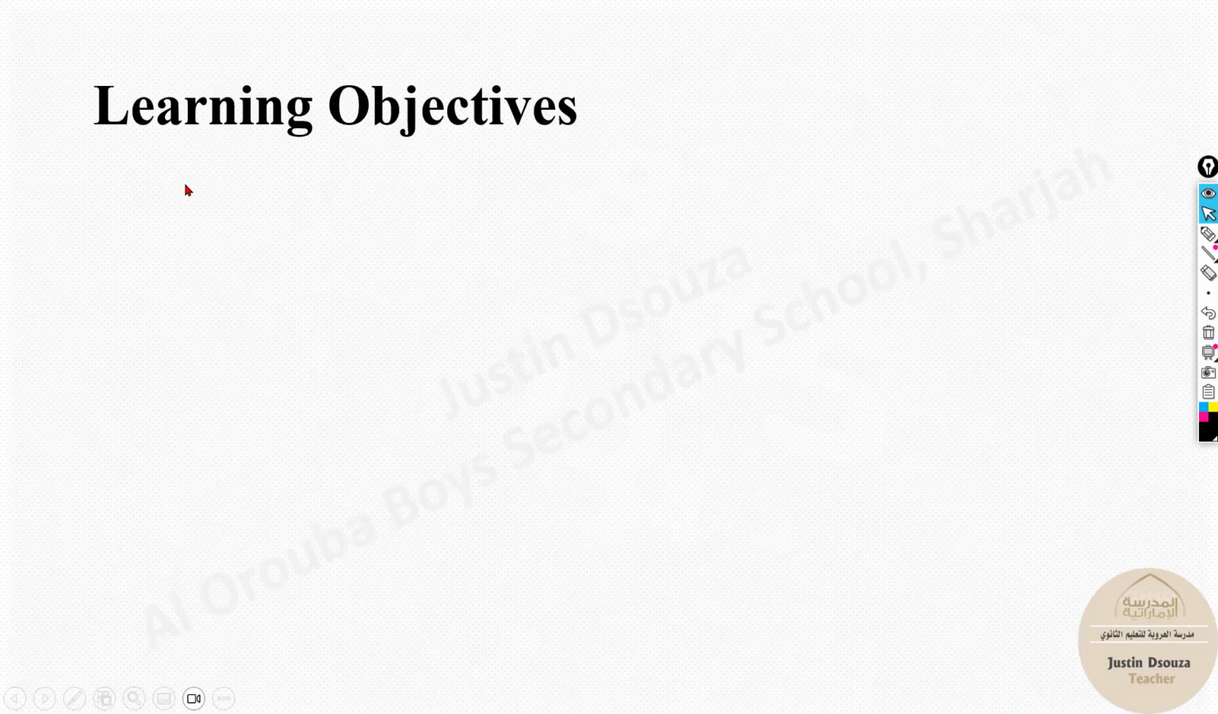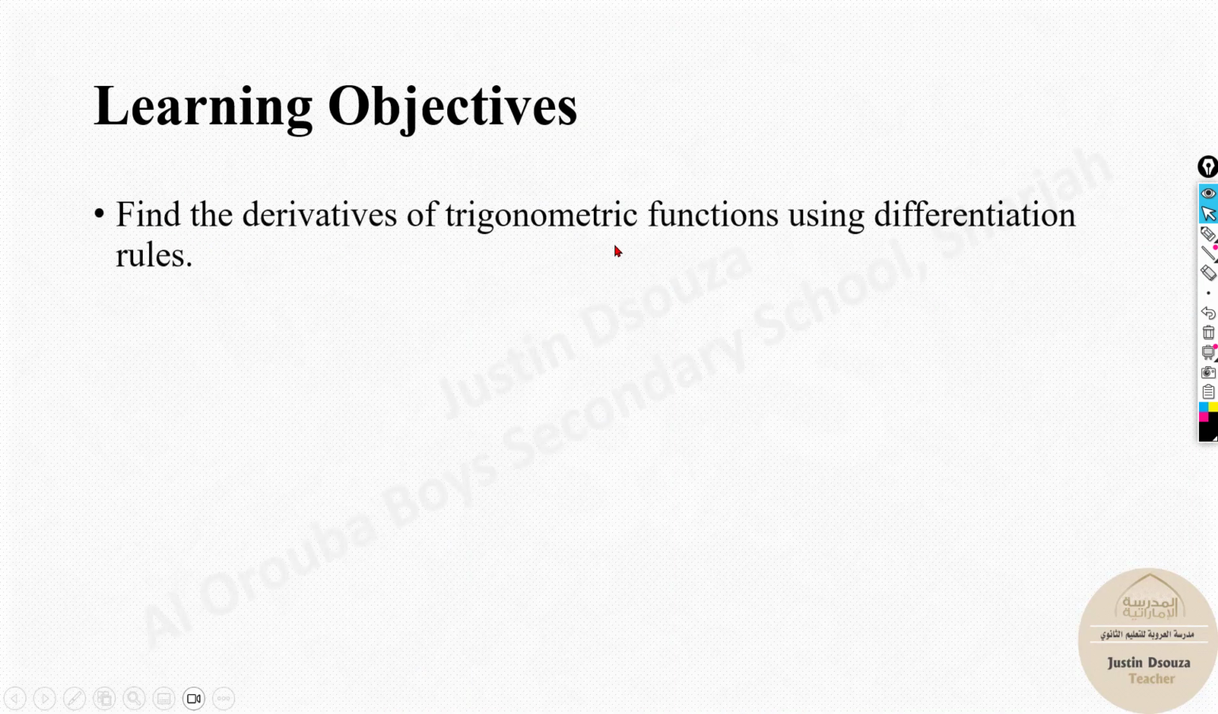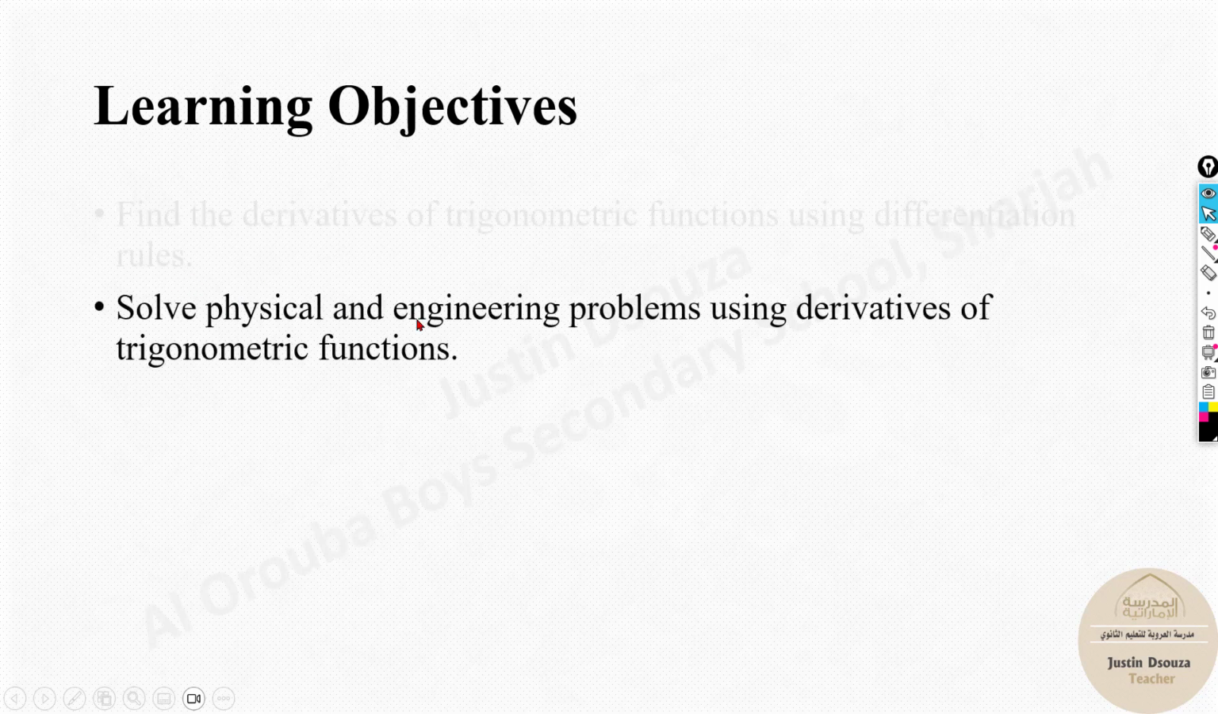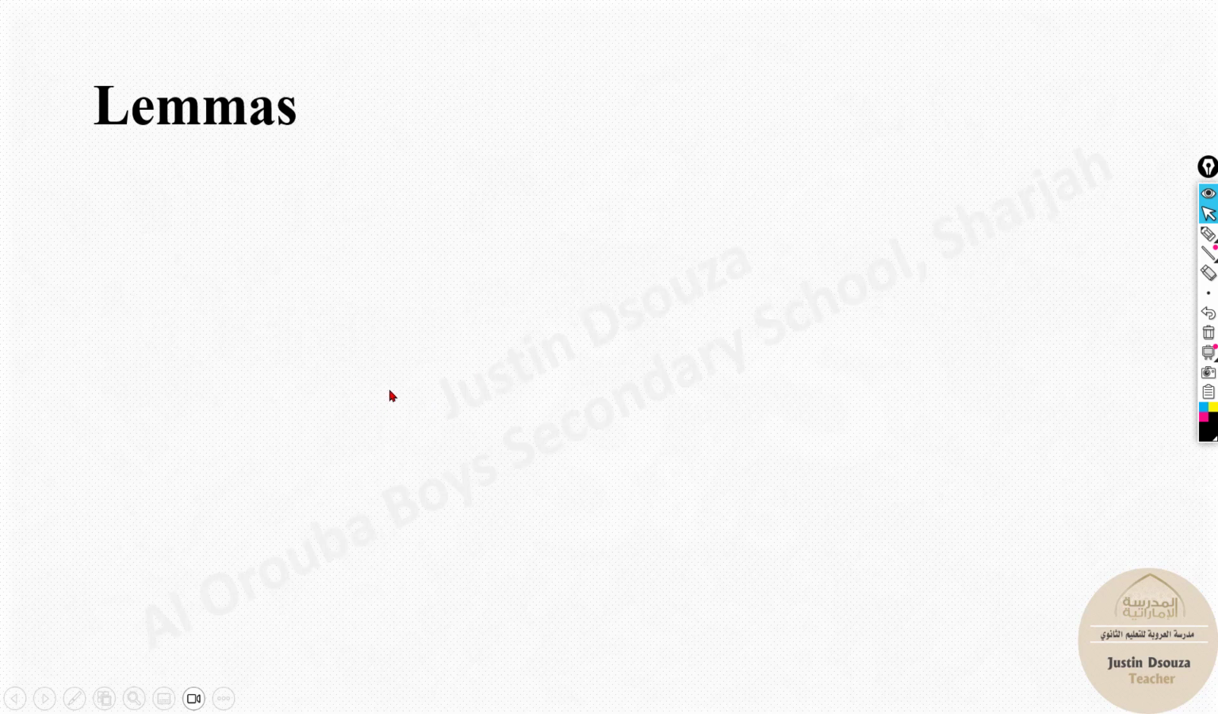Now we will look into the learning objectives. They are to find the derivatives of trigonometric functions using differentiation rules. That is all the rules which we studied in the previous lessons. And then to solve physical and engineering problems using derivatives of trigonometric functions. Basically real world problems. Now, lemmas means rules, or something that's already proven, okay?